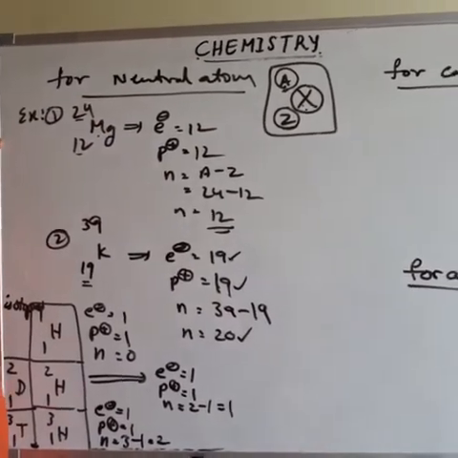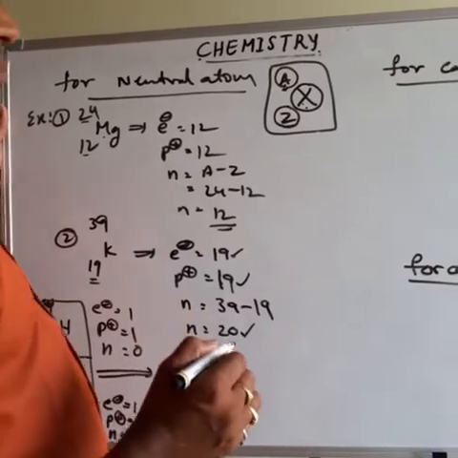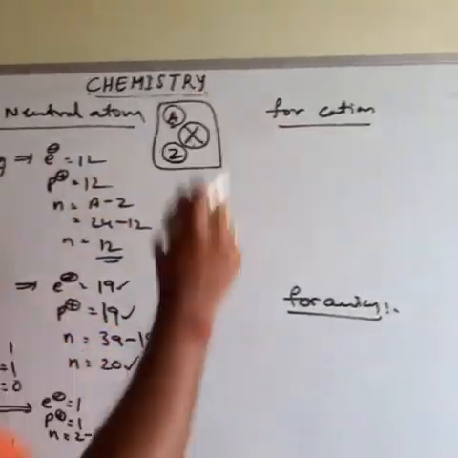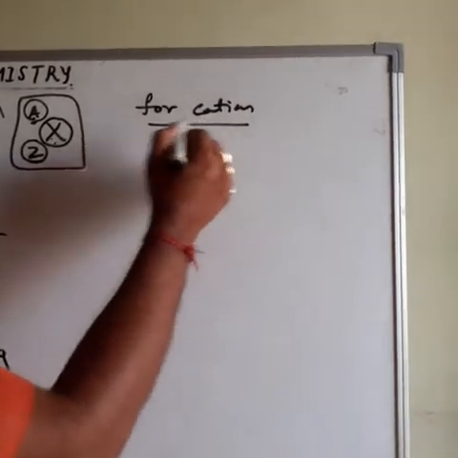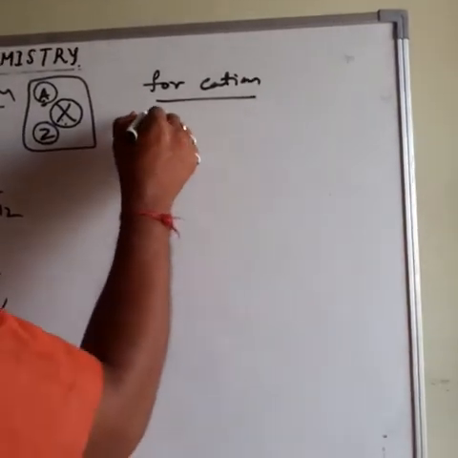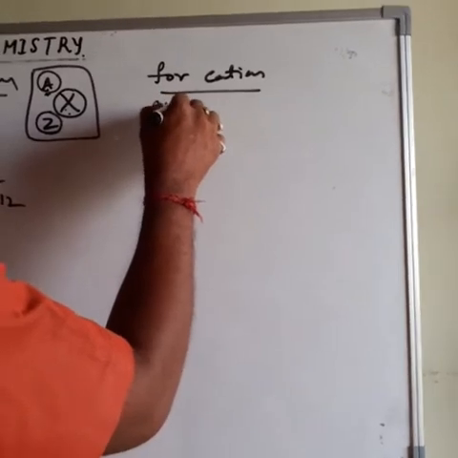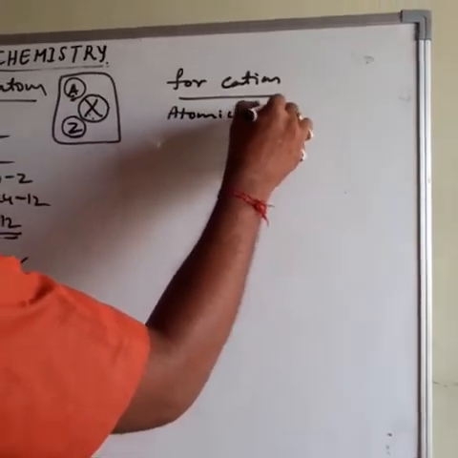Then next, how to find the number of electrons, protons and neutrons in the case of cations. That is the next concept. In the case of cations, the atomic number is equal to Z.